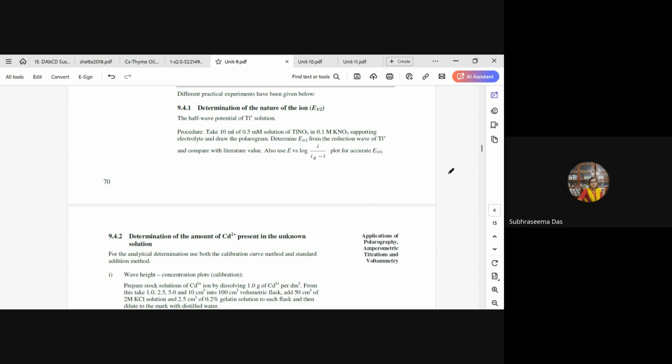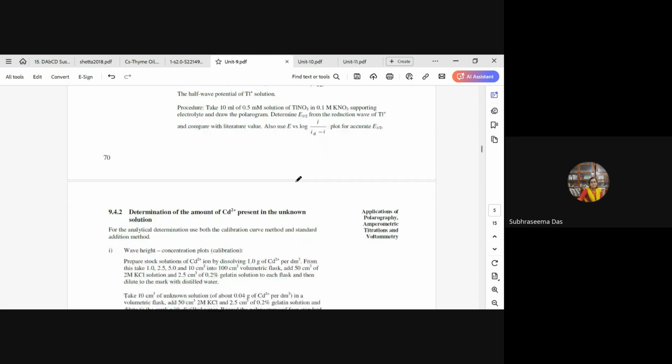First, we will prepare thallium nitrate solution of 0.5 millimolar in 0.1 molar KNO3 supporting electrolyte, and then we will draw 10 ml of this and draw the polarogram. Then the E half can be determined from the reduction wave of the Tl plus, and we will compare our obtained value with that reported by other groups. Then we will use E versus log I by (ID minus I), and then we will find out the half-wave potential, that is E half.